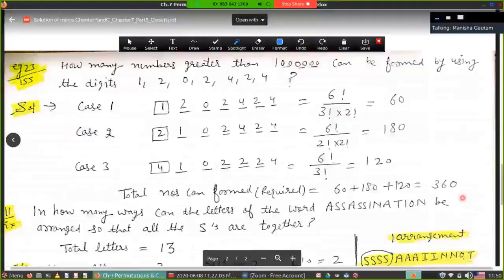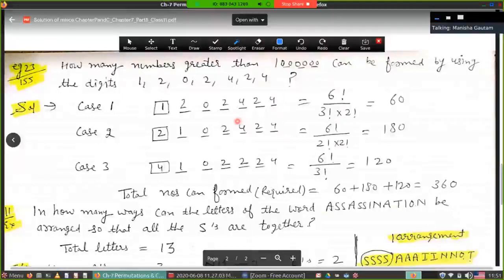Now next example is 23rd example. How many numbers greater than 10 lakh can be found by using the digits 1, 2, 0, 2, 4, 2, 4? These digits are given to you. You have to make the number which is greater than 10 lakh.